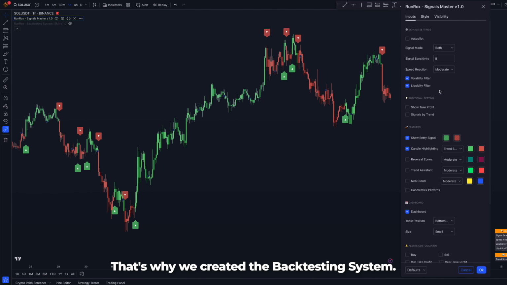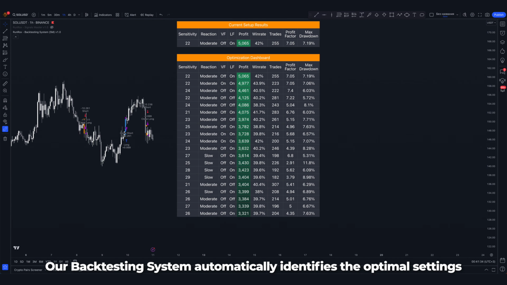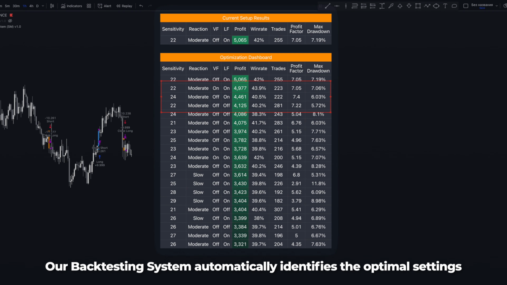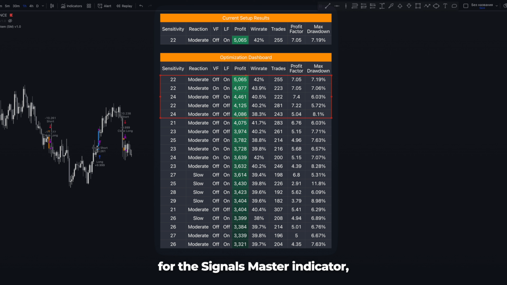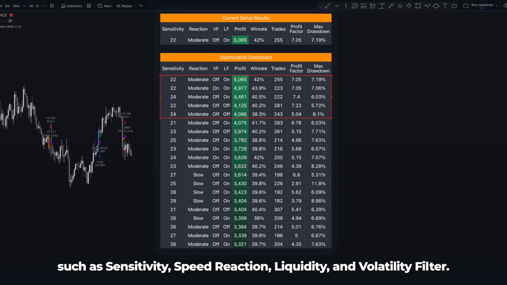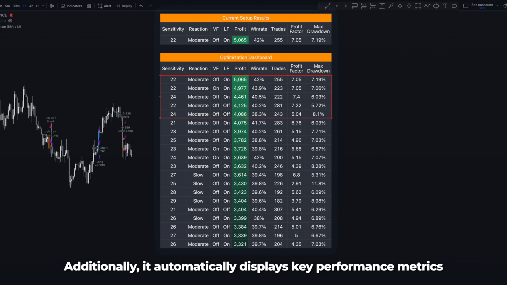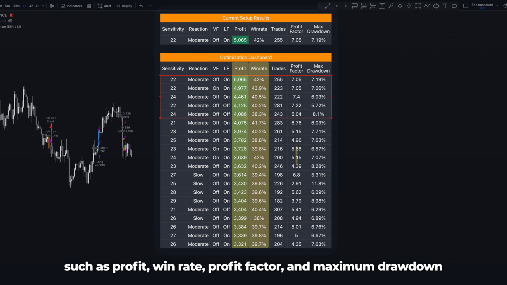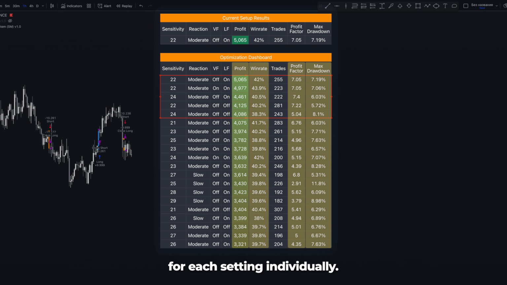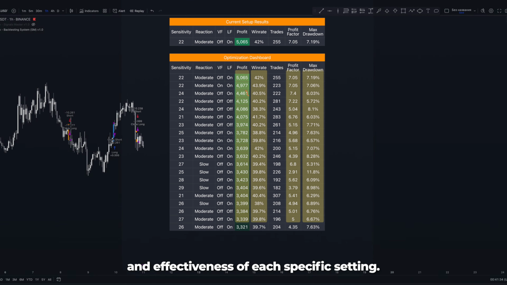That's why we created the backtesting system. Our backtesting system automatically identifies the optimal settings for the Signals Master indicator, such as sensitivity, speed reaction, liquidity, and volatility filter. Additionally, it automatically displays key performance metrics such as profit, win rate, profit factor, and maximum drawdown for each setting individually. This provides a deeper understanding of the impact and effectiveness of each specific setting.